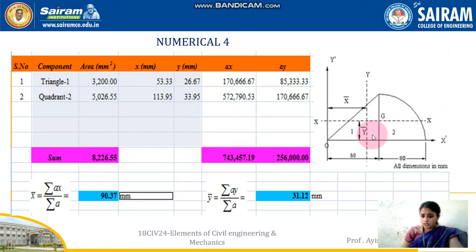While categorizing, we came to know that the first component is a triangle and the second component is a quarter circle, which means it's a quadrant. We can use the 4r by 3 pi formula for this. For the triangle, just fix the x and y distance as I said. For the triangle, write the area formula: area of triangle is half into BH.